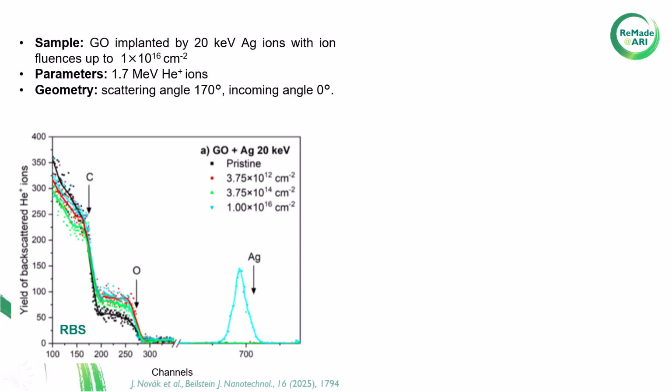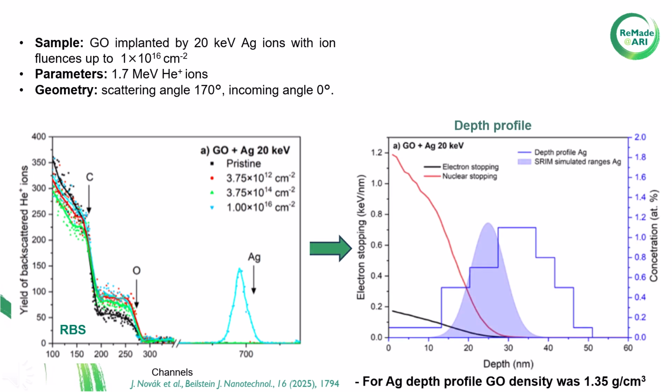Graphene oxide was implanted with low-energy silver ions, which were embedded into its structure. This graphene oxide was analyzed with 1.7 MeV helium ions. The RBS method gives us information about depth profiles of implanted ions as well as information about the thickness of the individual layers present in the material. From the spectrum on the left, we can determine the depth profile of the silver and the thickness of the implanted silver ion layer, which is approximately 40 nanometers. The spectrum on the right describes the silver depth profile extracted from the left spectrum.